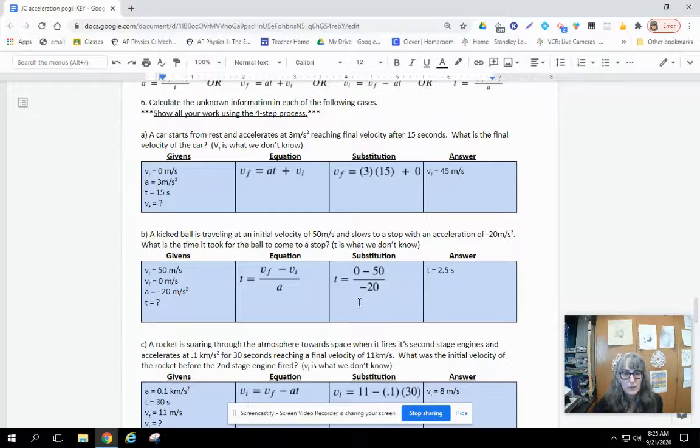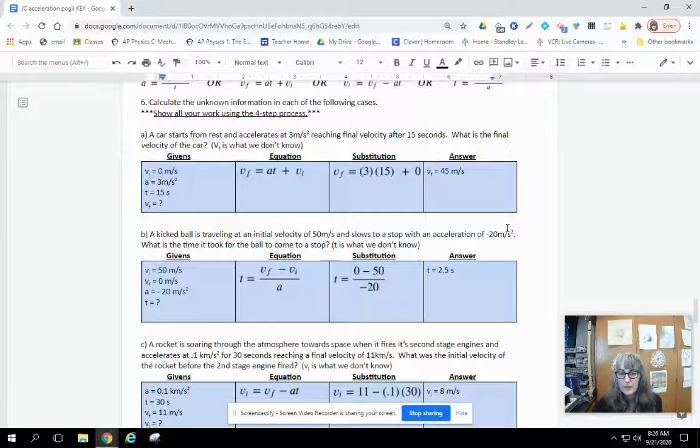Next up, a kicked ball is traveling at an initial velocity of 50 meters per second and slows to a stop with an acceleration of negative 20 meters per second squared. So we're traveling at a start of 50 meters per second. That's our initial speed, the one we start with. It's going to slow to a stop. That tells me my V final is 0. And my acceleration is a negative 20 meters per second squared.